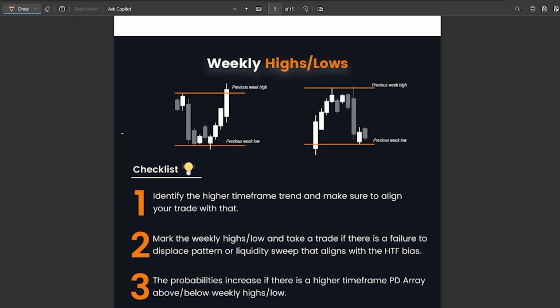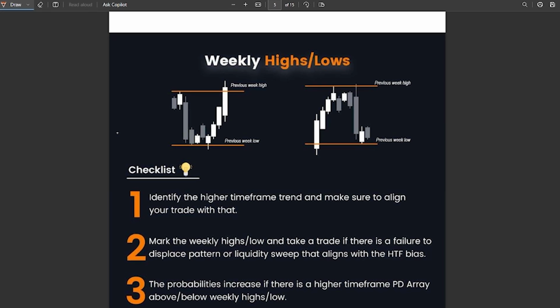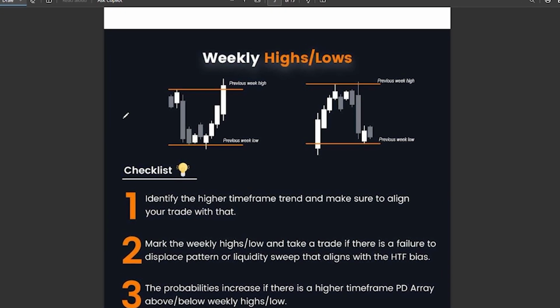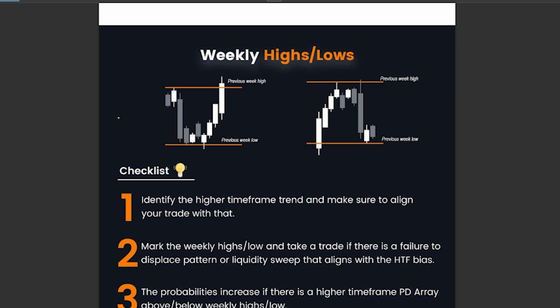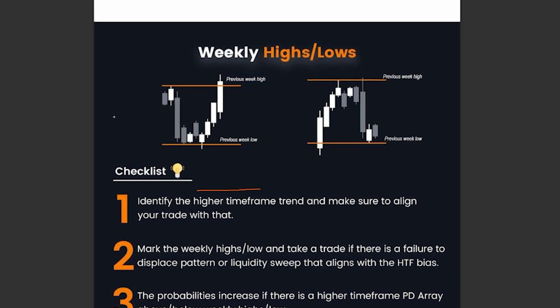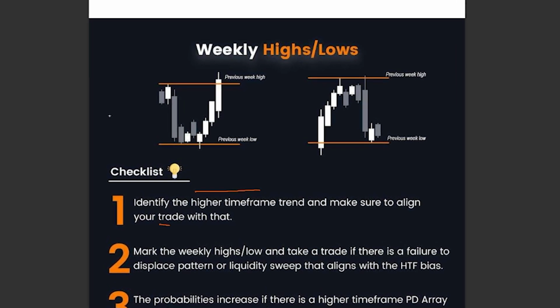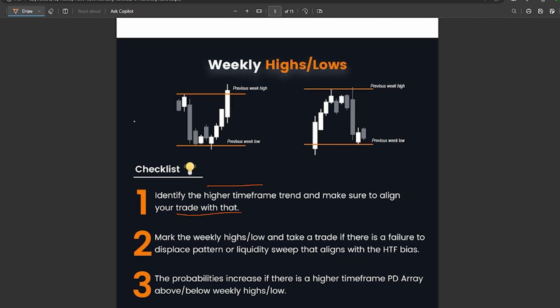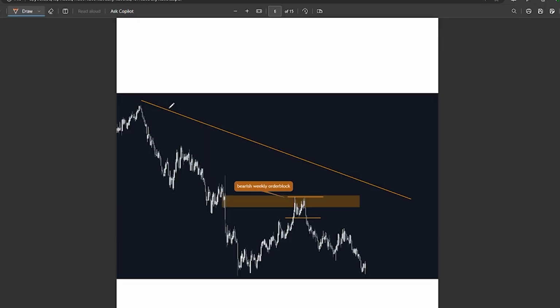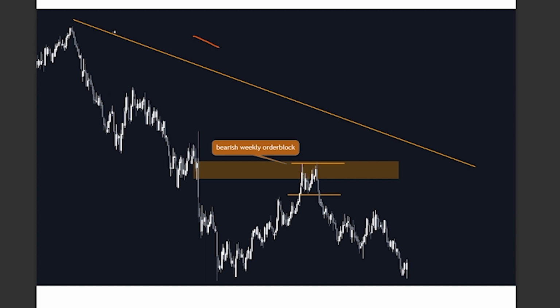So the basic checklist before taking a trade from the weekly highs and weekly lows is that firstly, you must identify the higher time frame trend and take the trade only if it aligns with the higher time frame trend. So let's look at this example. You can see that the trend here is to the downside. Price is creating lower highs and lower lows. So it makes sense to take short trades when the weekly highs are swept in this scenario.